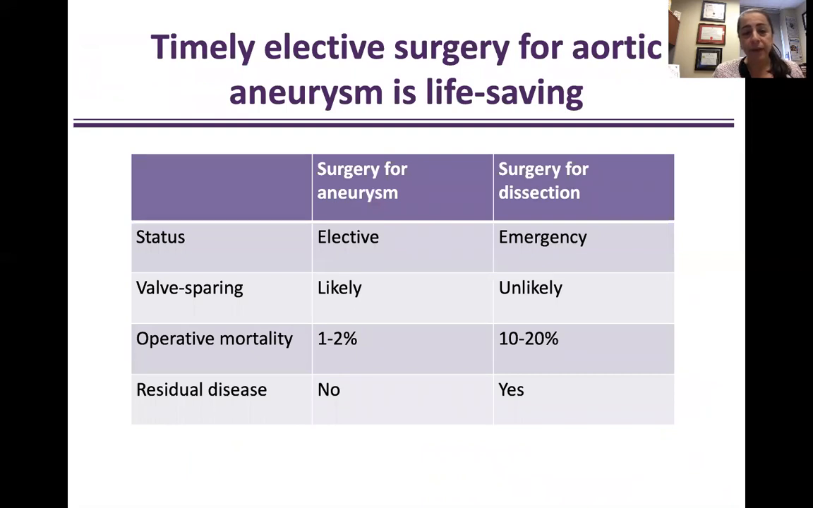The final point that I would like to make is that, although our surgeries for acute type A dissection have improved over time, our results have improved over time, timely elective surgery for an aortic aneurysm is life-saving. And of course, if we can have an elective operation, it's much better than during an emergency operation. We're much more likely to save the aortic valve. We're much more likely to not have residual disease distally, and our surgical results, including not just surgical mortality, but also the risk of complications, is much less if we can do this electively.